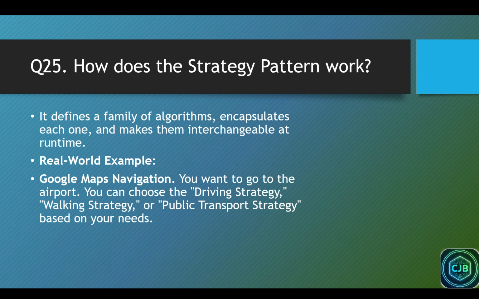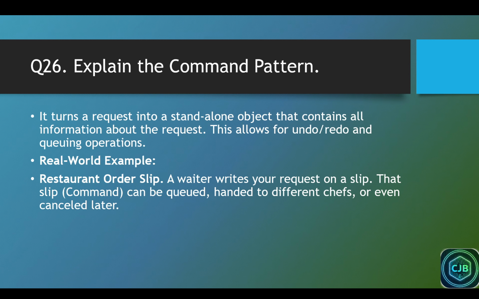Explain the command pattern. It turns a request into a standalone object that contains all the information about the request. This allows for undo, redo, and queuing operations. Real world example: a restaurant order slip. A waiter writes your request on a slip. That slip, the command, can be queued, handed to different chefs, or even cancelled later.